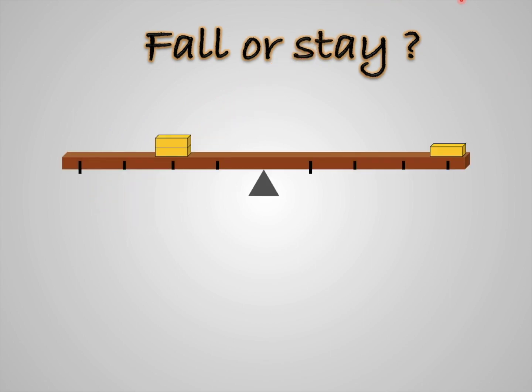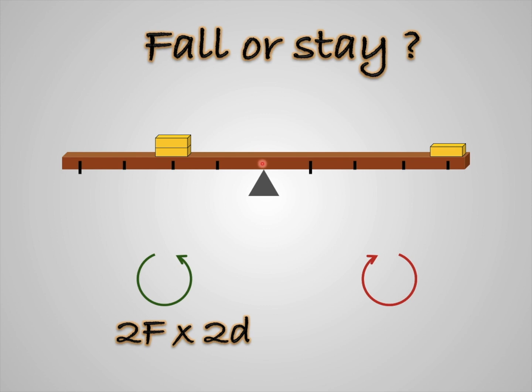Next example, let's calculate the clockwise and anti-clockwise moments. In the anti-clockwise direction, there are two masses. So I am taking 2 times the force and both are kept at 2d distance. So totally I have 4Fd. But on this side, the distance is 1, 2, 3, 4 and the mass or the force is just 1. So the total clockwise moment is one force into 4 distance.